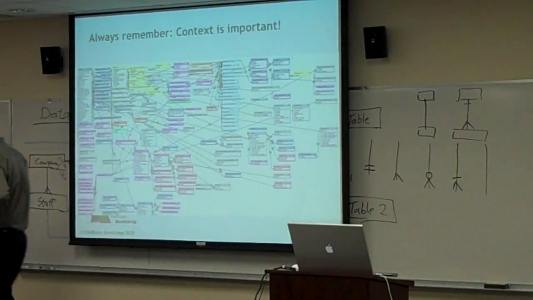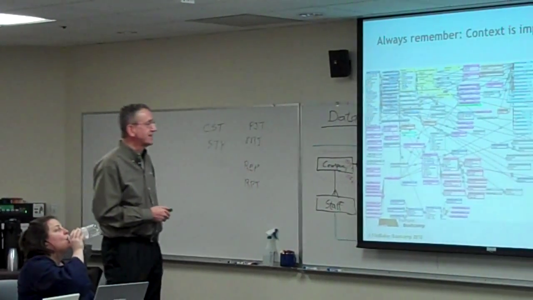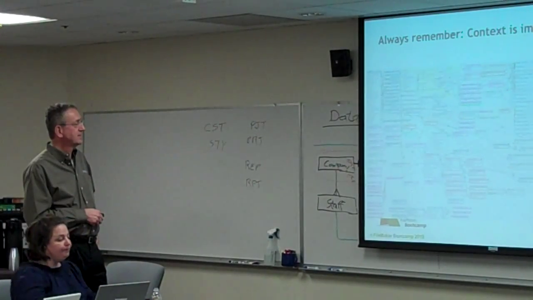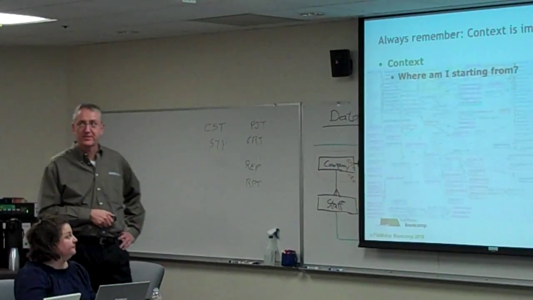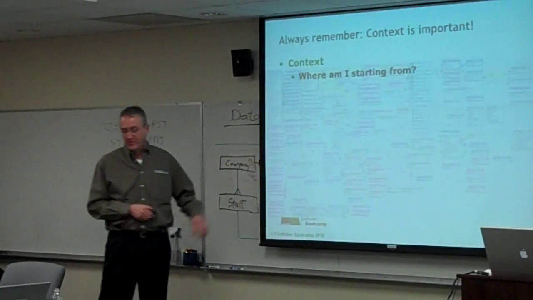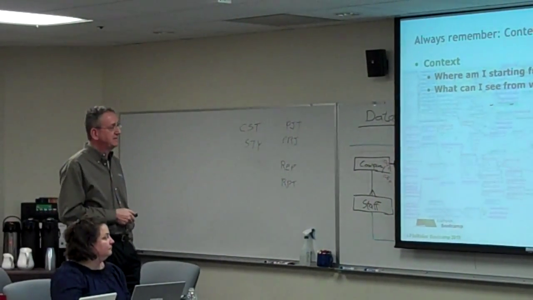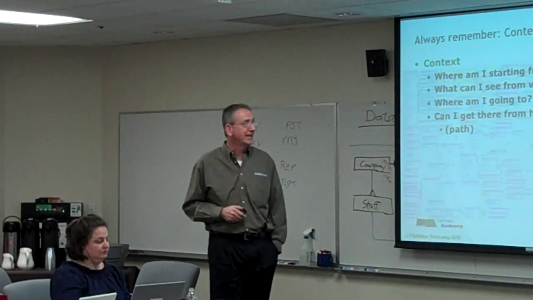The real world scenario, the system works well because the guy knows it, but if I wanted to find context between two tables, context is important. I'm dulling it down on purpose. Where am I starting from? The whole idea of context in the relational graph is, where am I? Or when I'm working on a layout, where am I? What can I see from where I'm at? Where am I going? And can I get there from here?